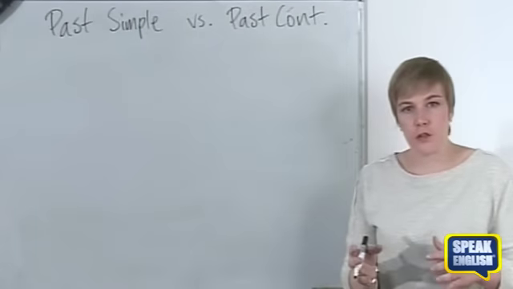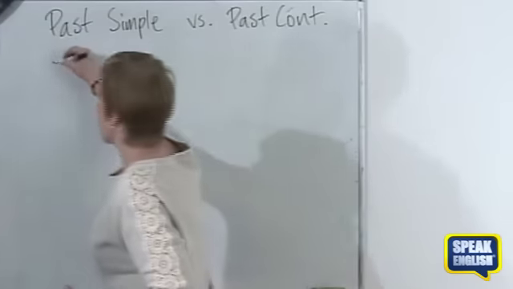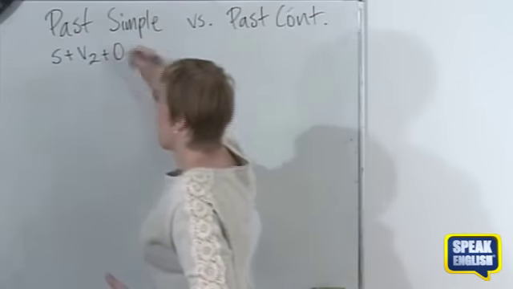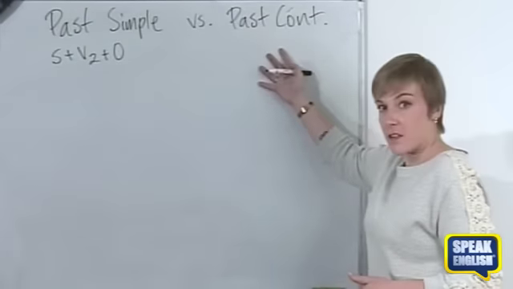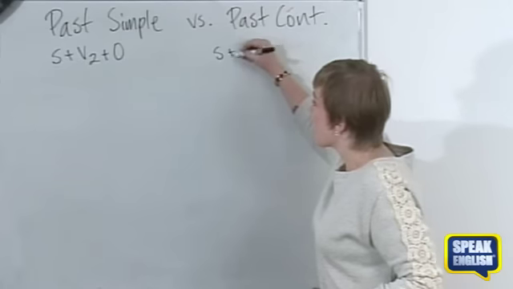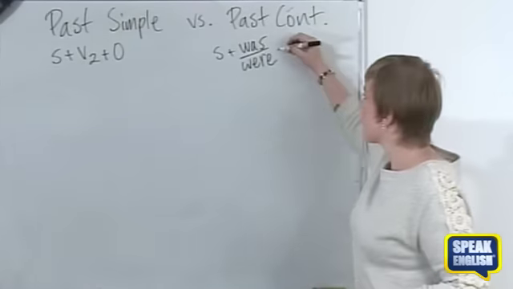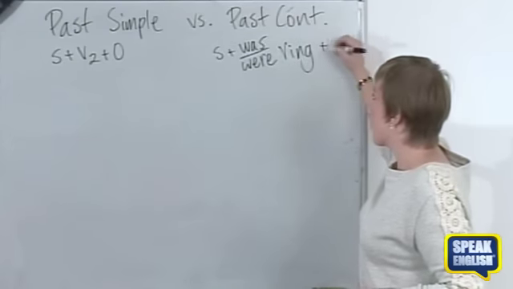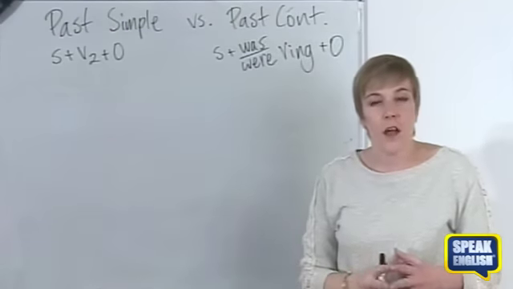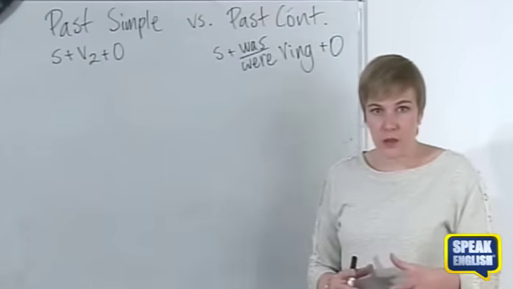So let's look at the grammar first. Of course, past simple is just subject plus verb to plus object, whereas past continuous will be subject plus was, verb ing, plus object. So normally we use these two together.